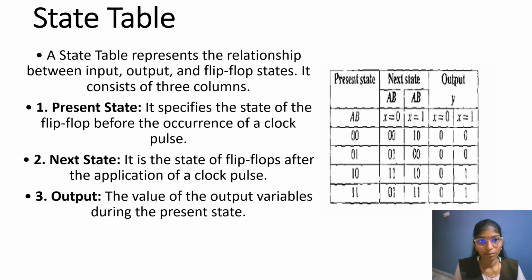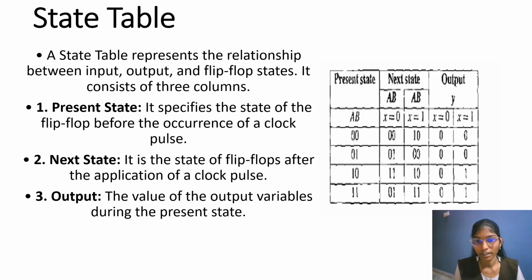The state table represents the relation between input, output, and the flip-flop states. It consists of three columns. One is present state, second one is next state, third one is output. The present state specifies the state of the flip-flop before the occurrence of a clock pulse. Next state is the state of flip-flops after the application of a clock pulse. Output is the value of the output variables during the present state. Here, the present state is AB.